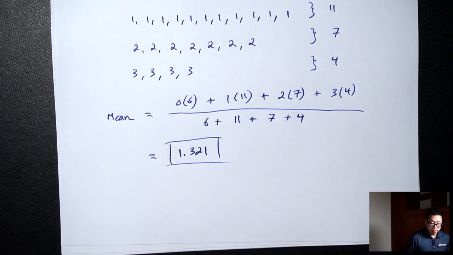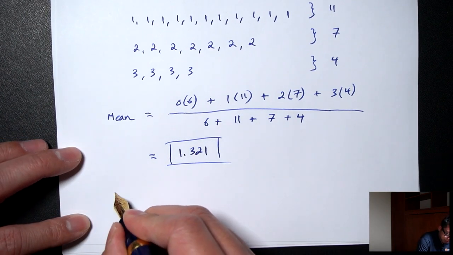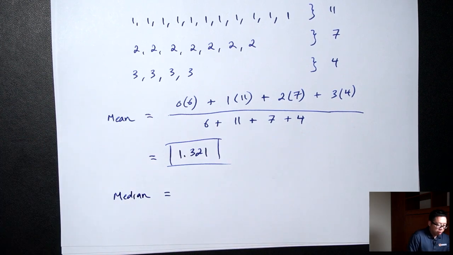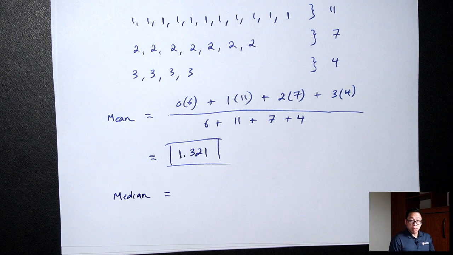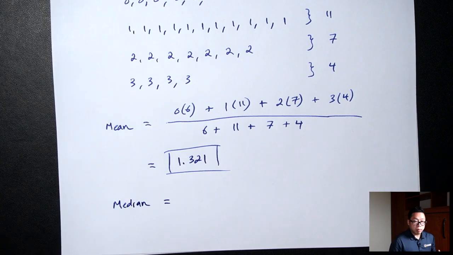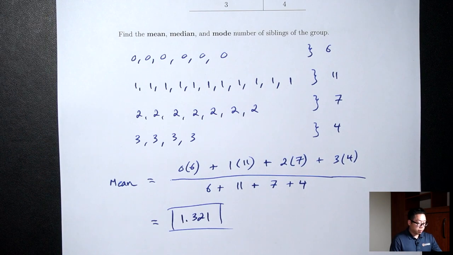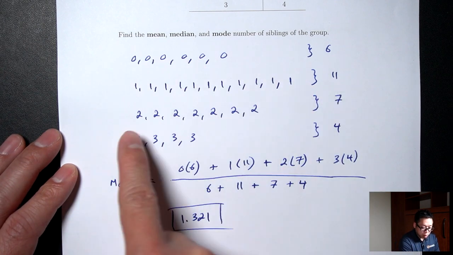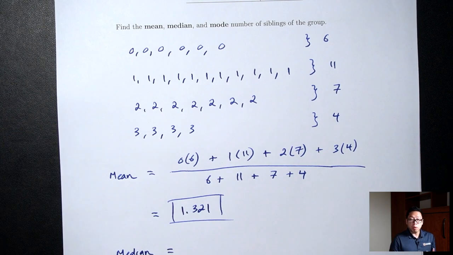Now, next up is the median. The median is the middle number. Remember, put your data values in order. It's already in order, so all my zeros, all my ones, all my twos, all my threes. And then we want to find the middle number. Either there's a number right smack in the middle, or if you end up with two numbers in the middle, you'll find an average of those two numbers.